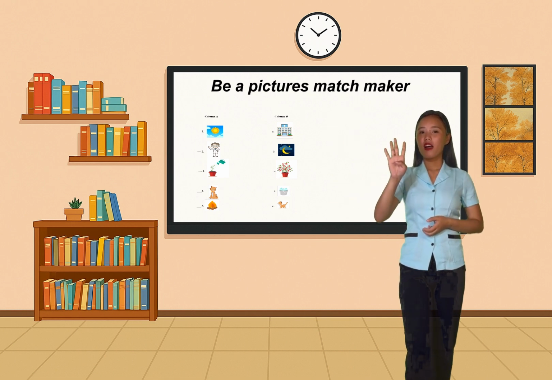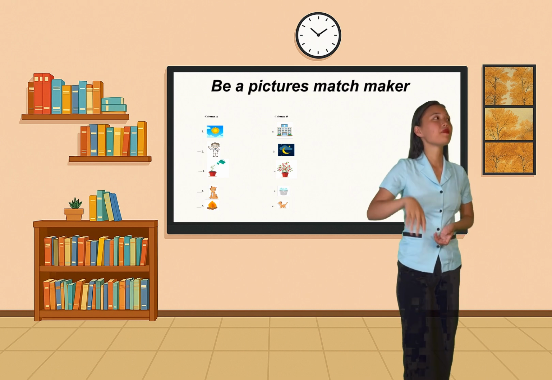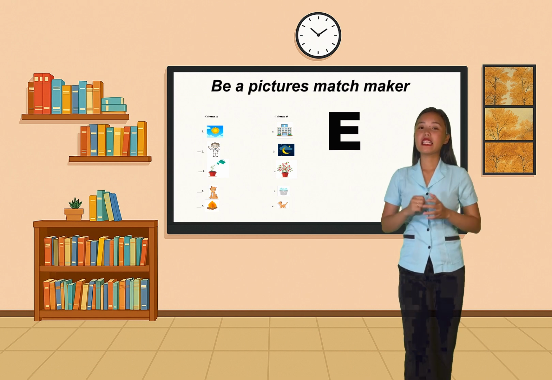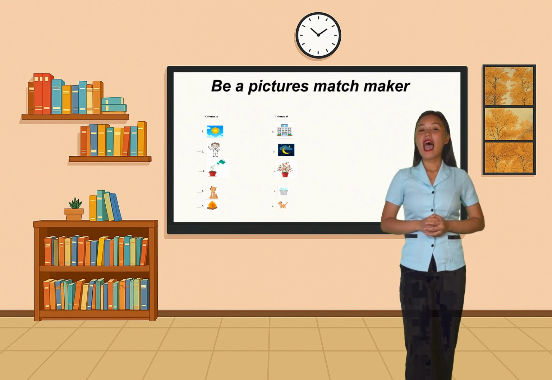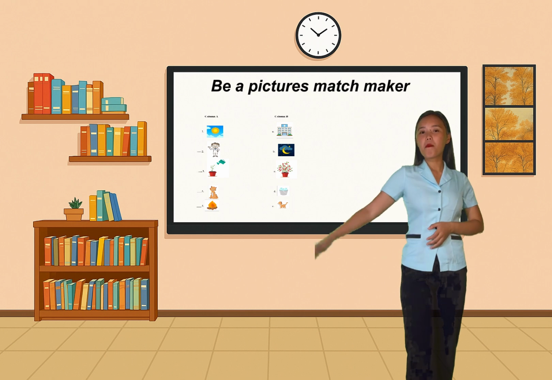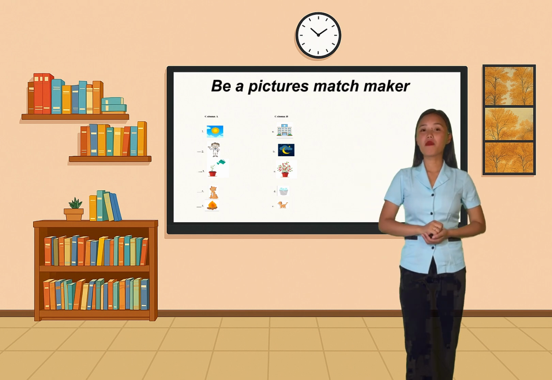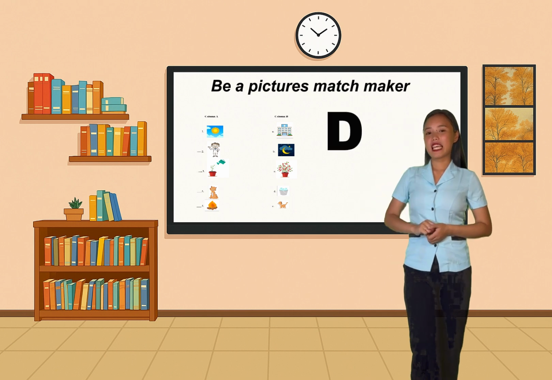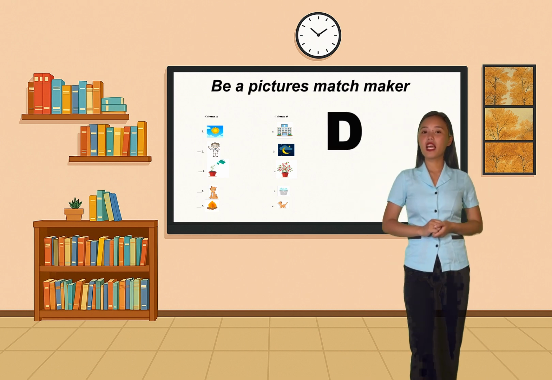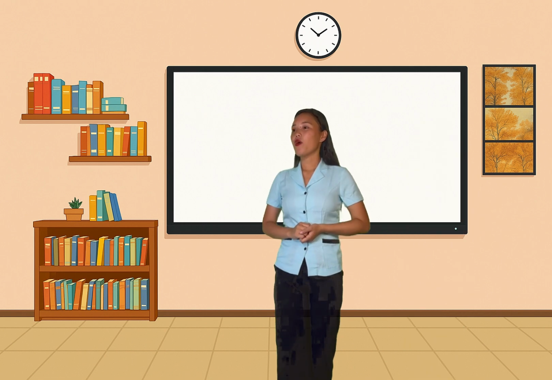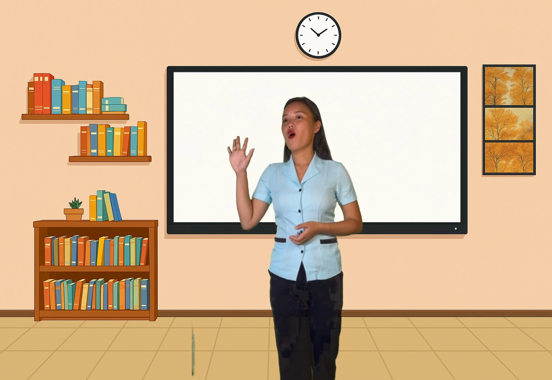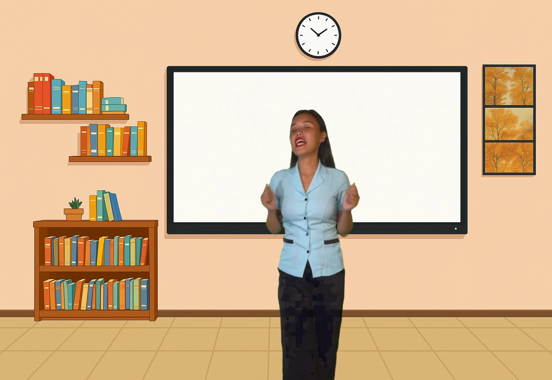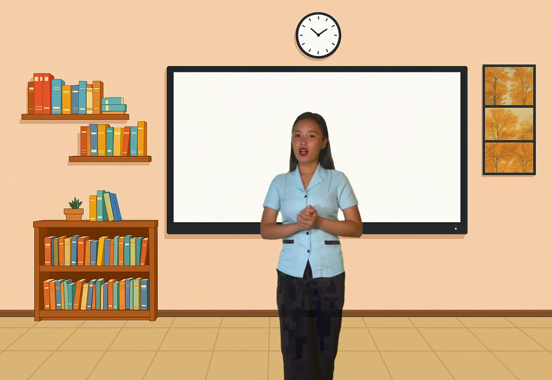Number 4 is to E. It shows the same connection. And last, number 5 is to D. It shows the opposite connection. Now, who got a perfect score? Very good. Let's give them a round of applause.